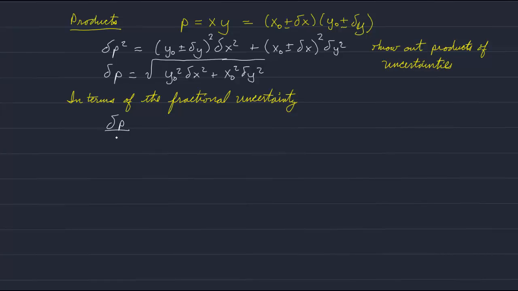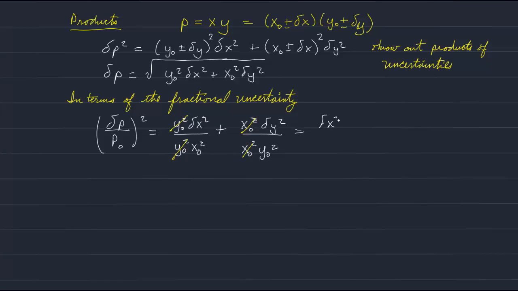Or delta P divided by P naught, let's write that as being squared, is equal to y naught squared over delta x squared divided by P naught squared, which is y naught squared x naught squared, plus the second term, and you can see that these terms cancel, and we're left with delta x squared over x naught squared plus delta y squared over y naught squared.